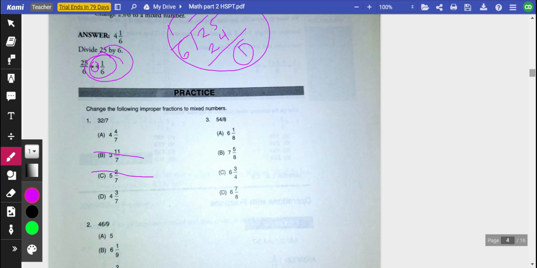So we know it's one of these two. And then the only thing we need to figure out is what's left over, 4 or 3. 32 minus 28, we are left with 4. So it has to be this one.